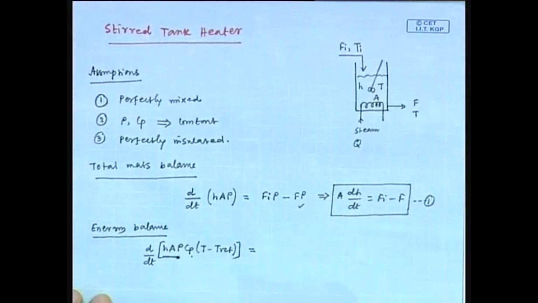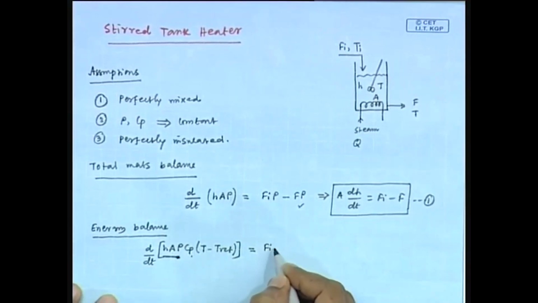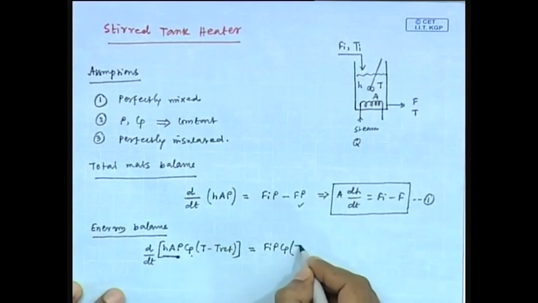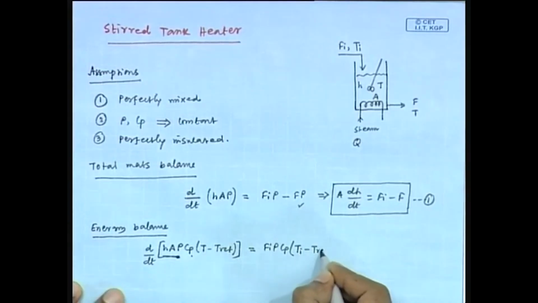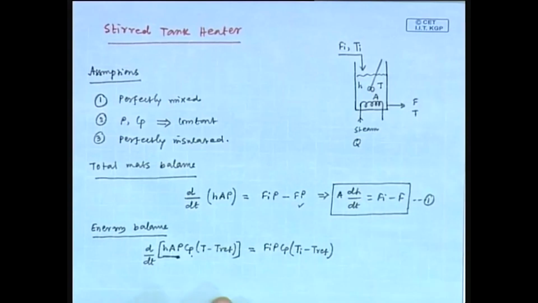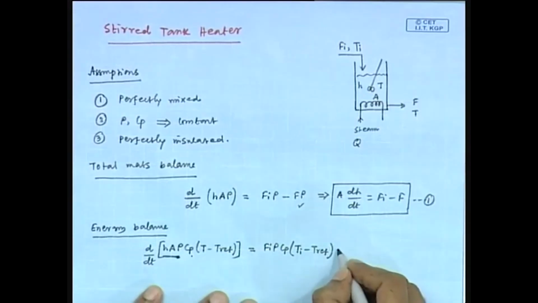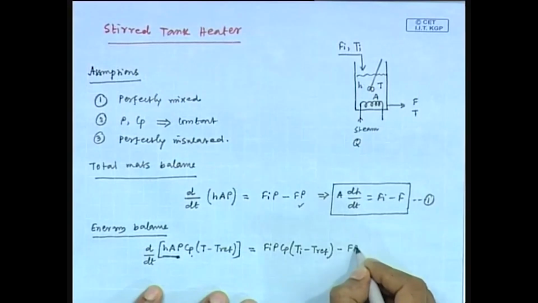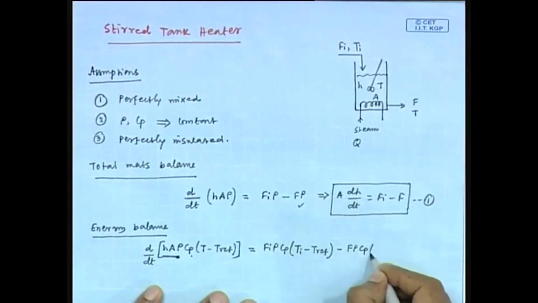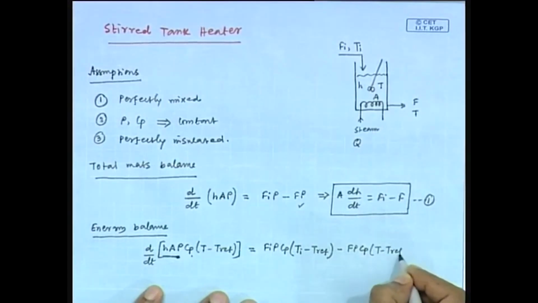What is the energy input rate? Fi rho, this is mass flow rate, Cp, Ti minus T reference, this is the energy input rate. What will be the energy output rate? F rho Cp, T minus T reference.